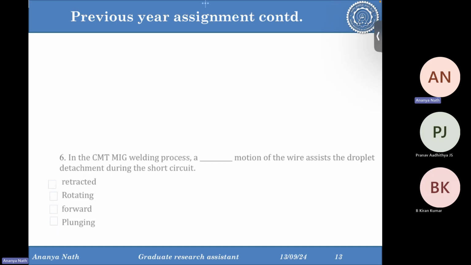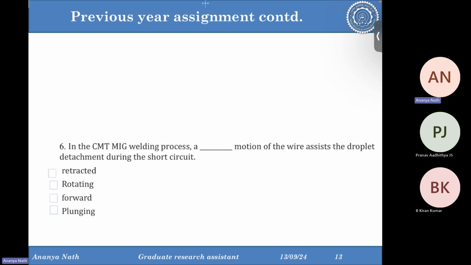Next is, in the CMT MIG welding process, a dash motion of the wire assists the droplet detachment during the short circuit. Try to answer. Rotating motion, ma'am. It's retracting. In case of CMT, the wire retracts back as soon as it creates the short circuit.